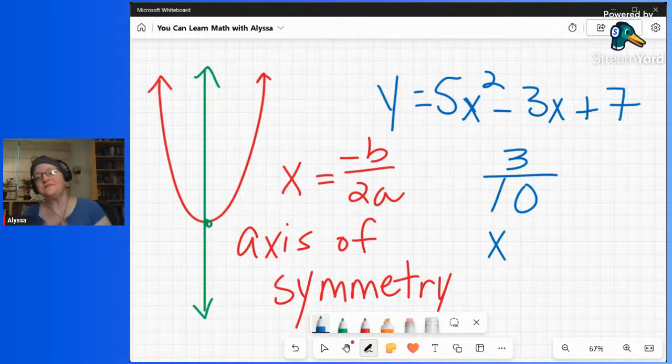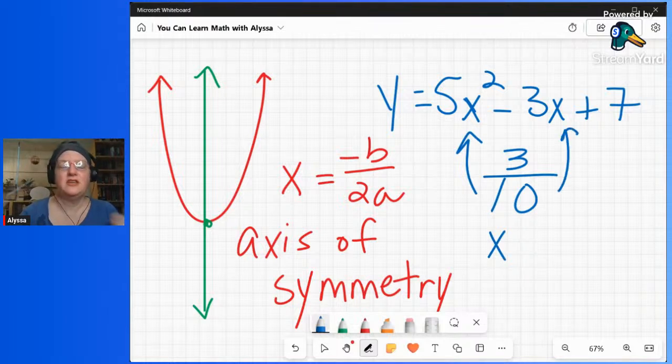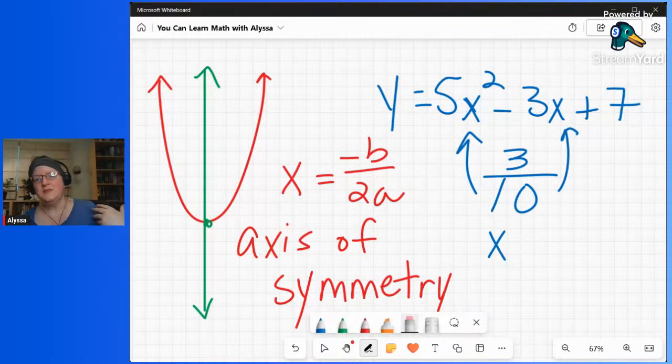And if we needed the y value for that vertex, we could plug 3/10 back in here and solve for y. So this is a really straightforward equation. There's not a lot to it, but my goodness, does it come in handy, especially if you're studying for the SAT and PSAT all the time. Axis of symmetry.